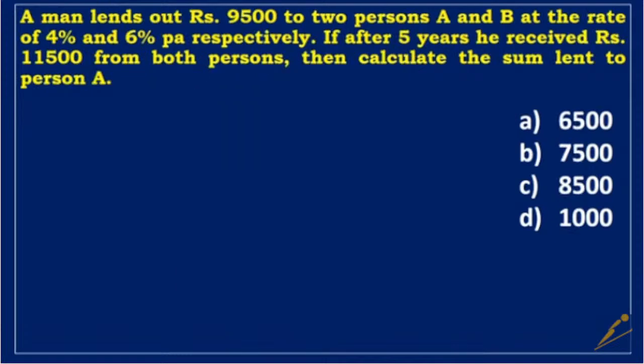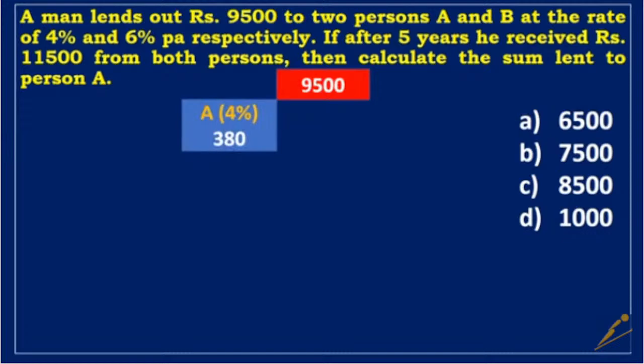Second example, a man lends out 9,500 rupees to two persons A and B at the rate of 4% and 6% per annum, respectively. If after 5 years he received 11,500 rupees from both persons, then calculate the sum lent to person A. According to the question, a man lends 9,500 rupees. He lends out 4% from person A, which is 4% of 9,500 equals 380. He also lends out 6% from person B, which is 6% of 9,500 equals 570.